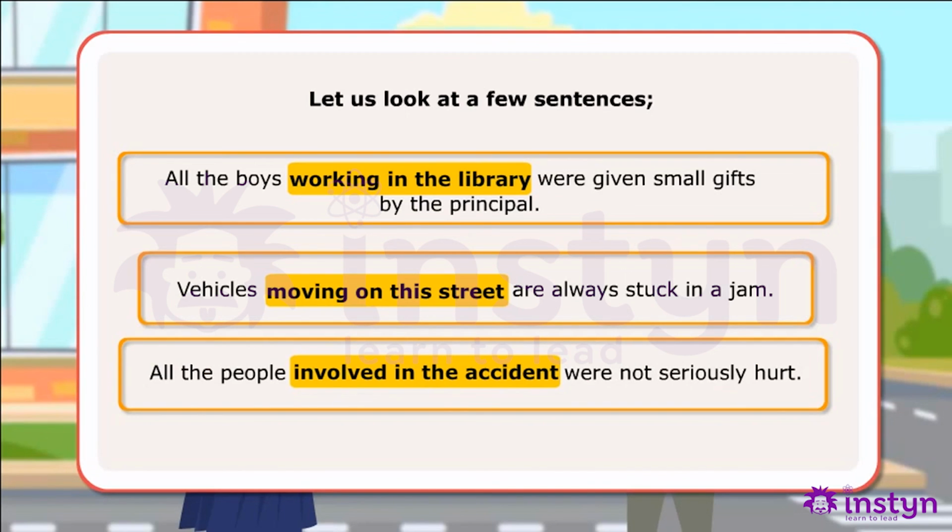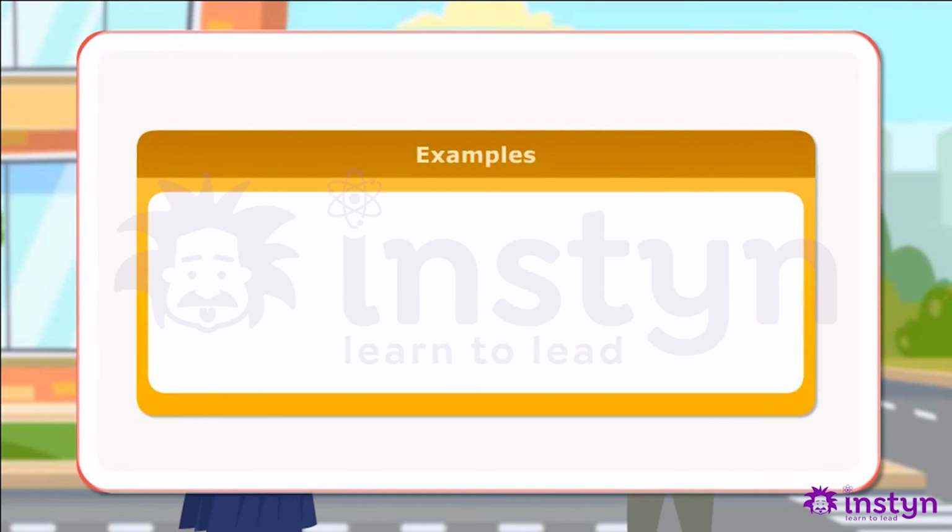Here are a few more examples of use of ing and ed clauses. The boys riding on those fast bikes met with an accident. The goods manufactured in her factory are of poor quality.